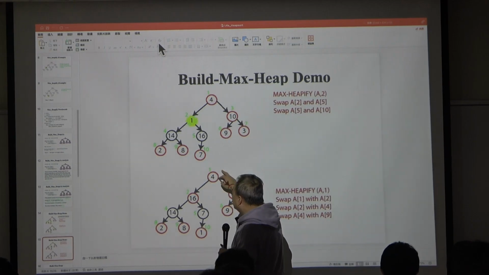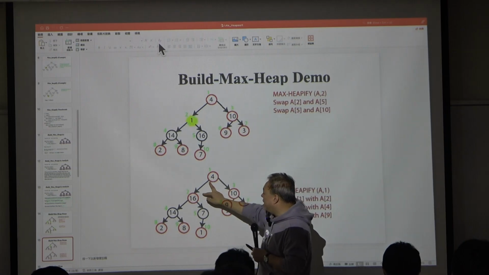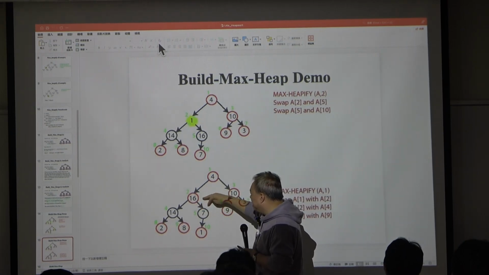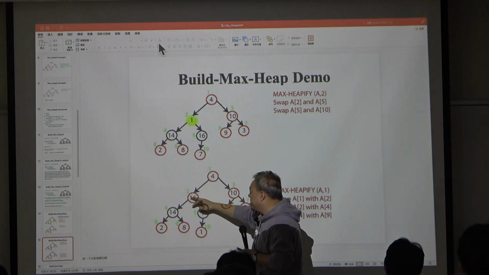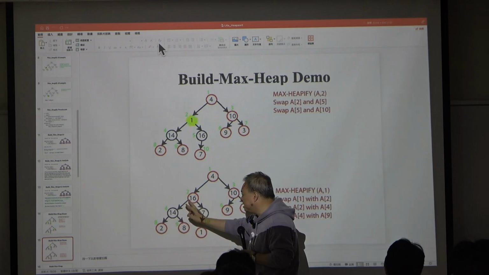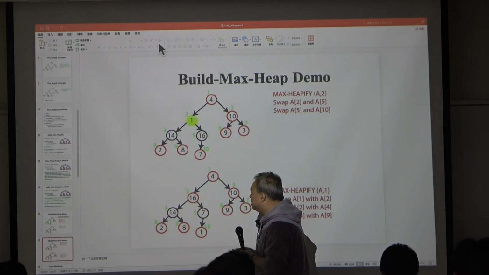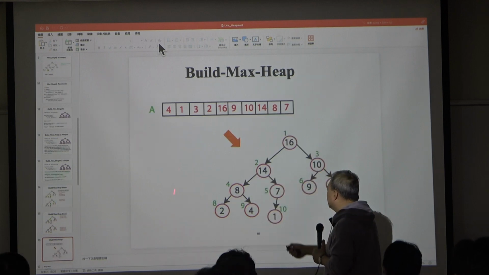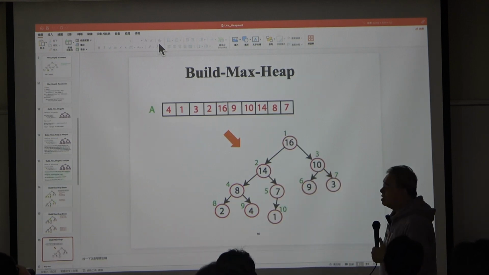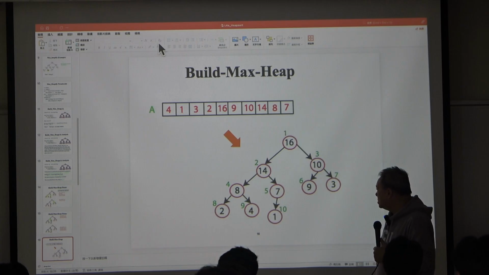Finally, we are at the root. So at the root, obviously it violated the heap property, so we swap 4 with 16, and then again 4 violated the heap property here, so we swap 4 with 14, and then we swap 4 with 8. So eventually it becomes this one. Right? Should be very easy, right?